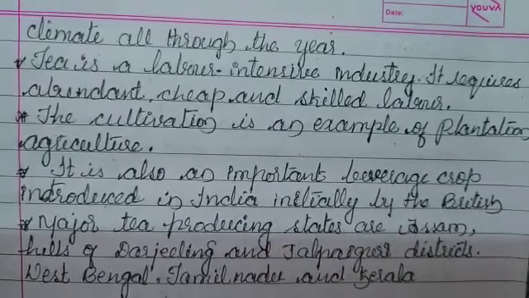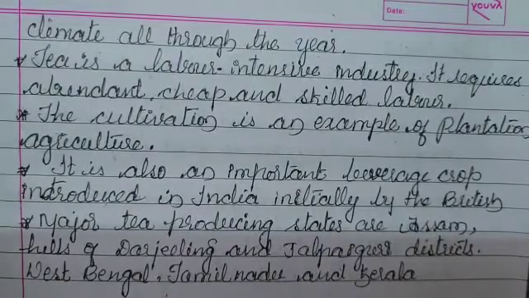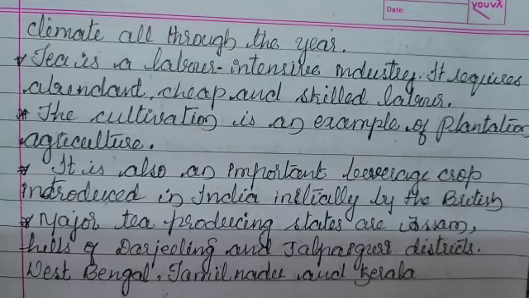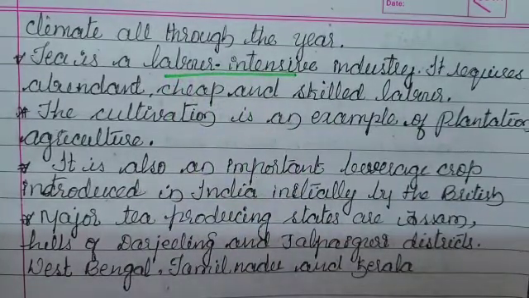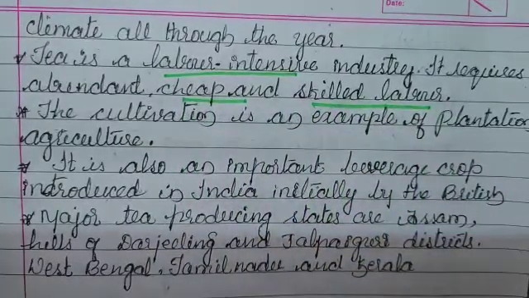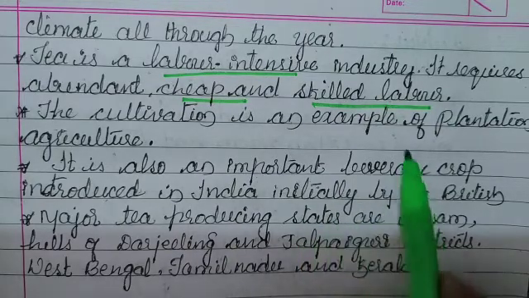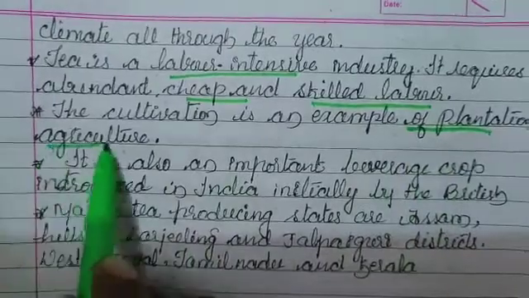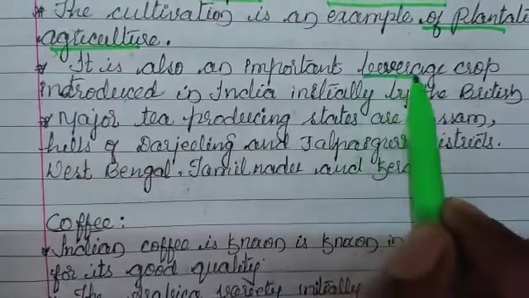Tea cultivation is a labor intensive industry. It requires more labor, because it is a tea estate, and we have to pluck tea leaves and all those things. It requires abundant, cheap and skilled labor. Many migrant workers are working in the tea estates. Tea cultivation is an example of plantation agriculture. It is also an important beverage crop.